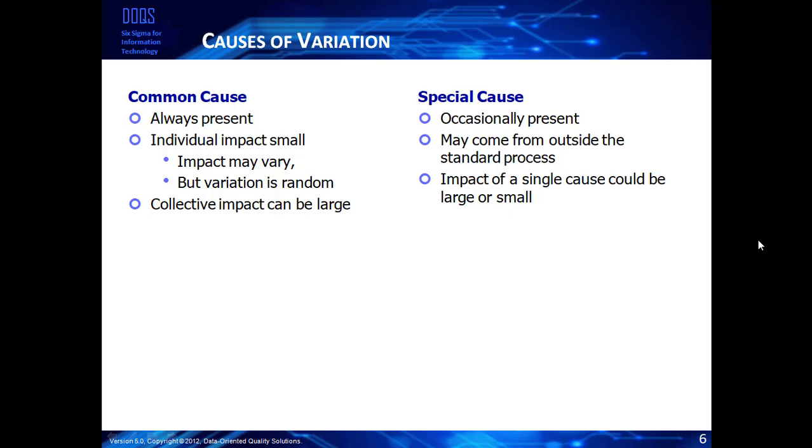So it might take you a long time to drive to work in the morning with a lot of different variables causing that. Every one of those variables is different every day, but cumulatively they cause you to take a certain amount of time to get to work. Special causes happen only occasionally. They're typically something outside the process you're looking at, and the impact of a single cause can throw the whole process out of whack.